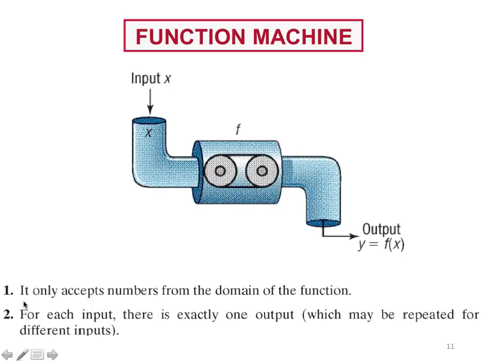Now, a couple of things about functions. They only accept the numbers from the domain of the function. So if something's not in the domain, then we can't put it into our function. And for each input, there's going to be exactly one output. One thing to note is that those outputs can be repeated for different inputs. But anytime we input a number, like let's say we input 2, we're only going to get one output. It could be true that we input two different numbers and we get the same output, and that is fine.